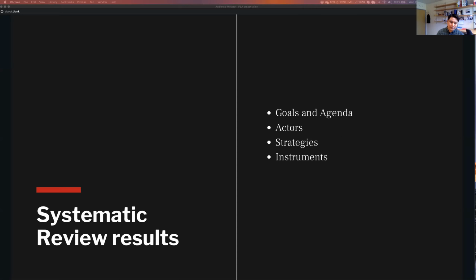So I will present to you a glimpse of the result of the systematic review that we've conducted recently on the role of libraries, museums, and cultural centers in foreign policy and cultural diplomacy. So of all of the 6,436 research that we have found, we identified some goals and motives, agendas, actors, and strategies and instruments being used by these institutions to promote cultural diplomacy.